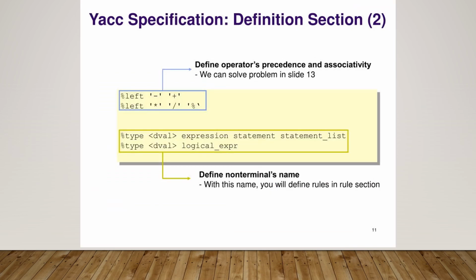And the next one is Yacc specification definition section 2. Before we studied definition section 1, now we are studying definition section 2. Here percent left minus and plus, percent left multiplication and division symbols as well as the modulo, define operators, precedence and associativity. Here we can solve the problem in slide 30. Percent type dval expression statement_list, dval logical_expression. Here it defines a non-terminal with a name that you will define in the rule section.